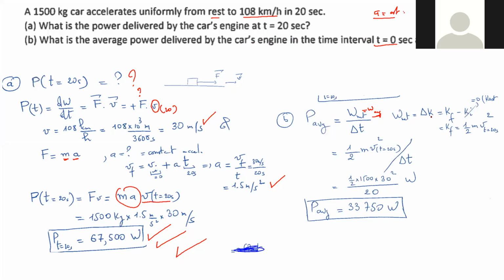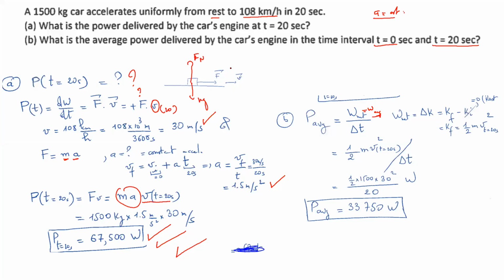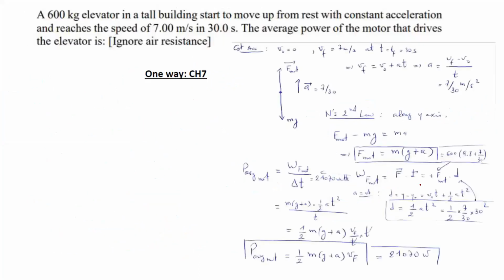Good. So net work, how do I get it? I use the work kinetic energy theorem. The work of the engine is equal to the net work because all the other forces have 0 work. You will have the gravitational force and the normal force, but they are not working. So the net work is the work of the engine. It will be K final minus K initial. K initial is 0, K final, I know the mass, I know V final, I get it, and I get the average power. Okay, so it's time.